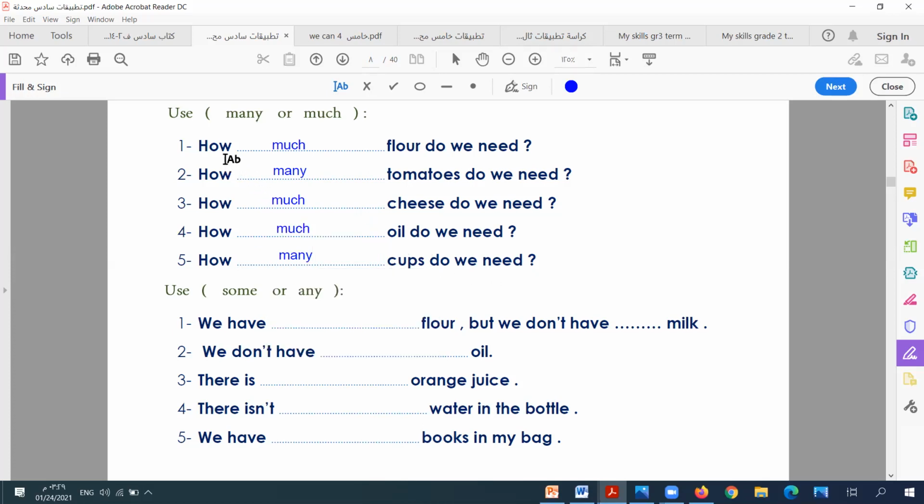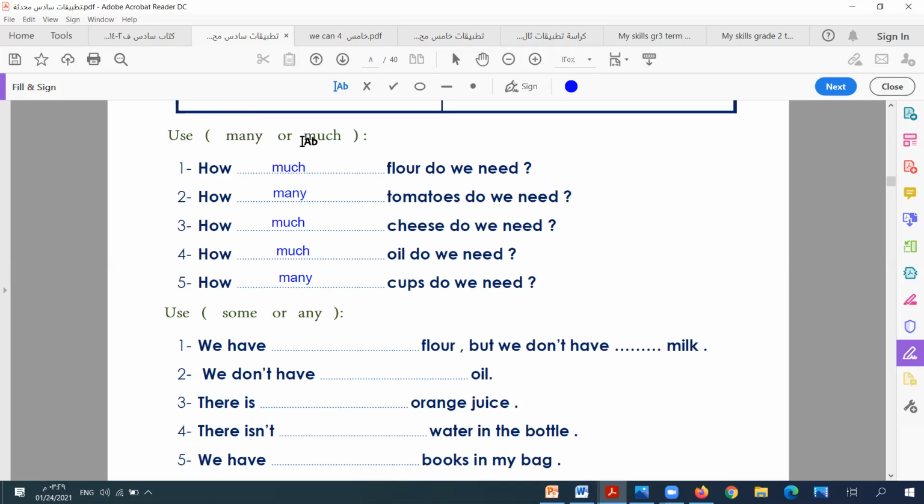Again, number one, how much flour do we need? How many tomatoes do we need? How much cheese do we need? And number four, how much oil do we need? How many cups do we need? As I told you before, many for countable nouns and much for uncountable nouns. It's easy now.